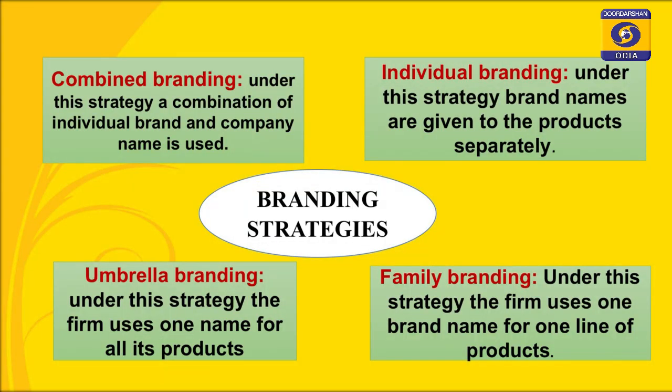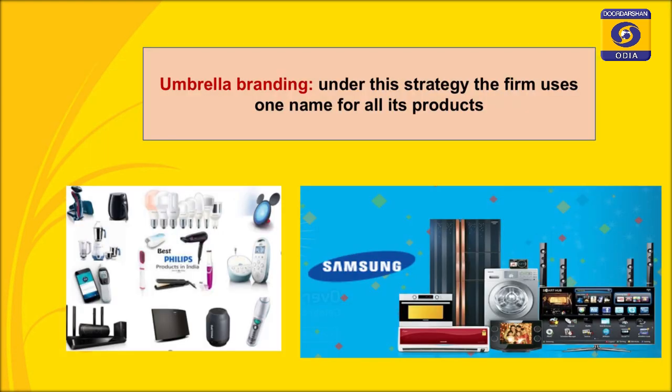umbrella branding. Under this strategy, the firm uses one name for all its product. That means one company produces different products, and in all of its product, its name is mentioned. One particular name is mentioned. The best example is Samsung. Any product you buy, it is a product of Samsung. Philips, anything you buy, that will come under Philips product.